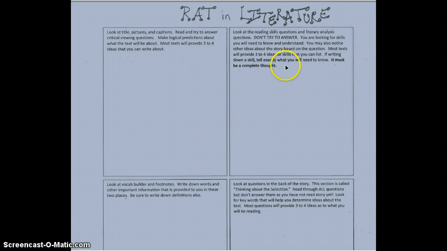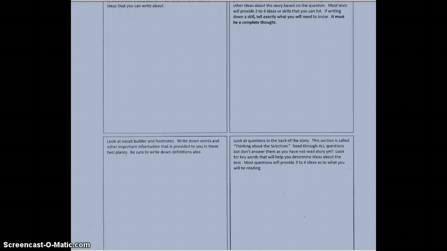The important thing is I want you to look at all of those questions, and I want you to provide 3 or 4 ideas that you can figure out just by the question itself. And you need to write that in a complete sentence. It needs to be a complete thought, or you won't remember why you wrote it down.